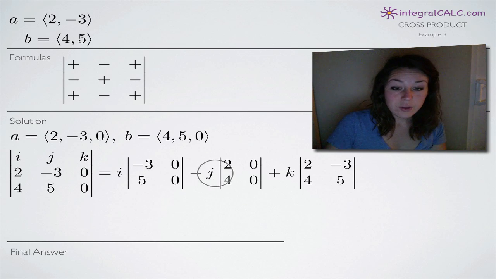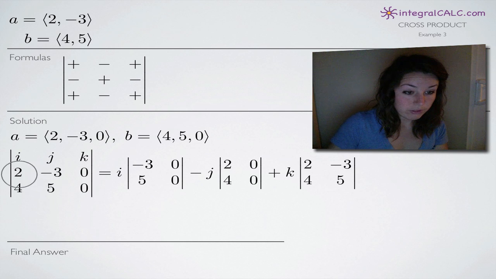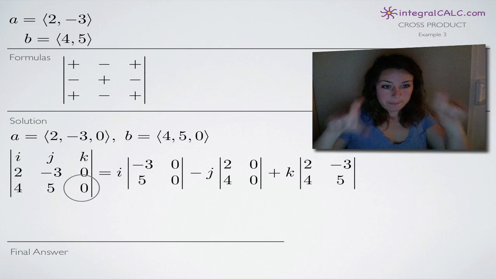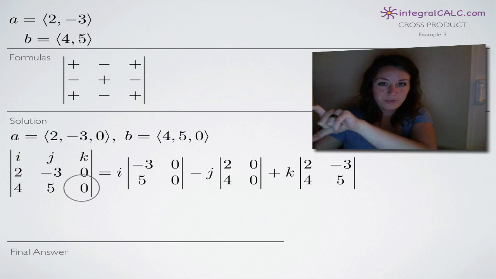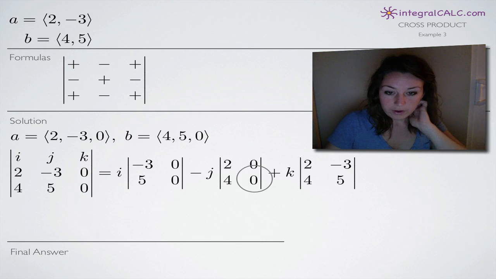We're going to do the same thing with j. Ignoring everything in the same row and column as j means we're ignoring i, j, and k, and it also means we're ignoring j, negative 3, and 5. So we're left with 2, 0, 4, and 0. Even though 2 and 4 and 0 are separated, we just take them and move them straight over. So we still have 2, 0, 4, and 0.